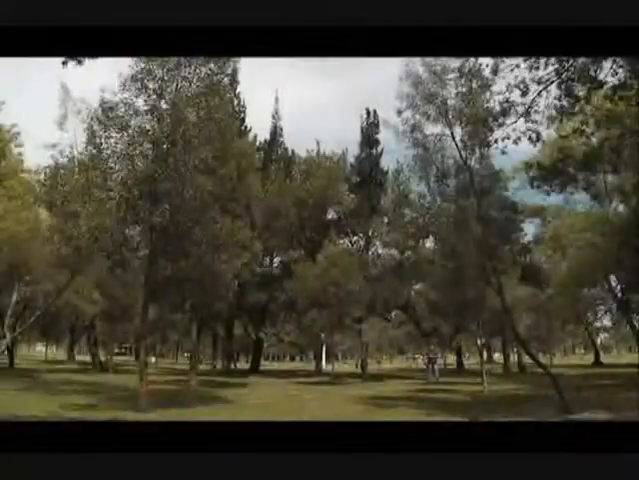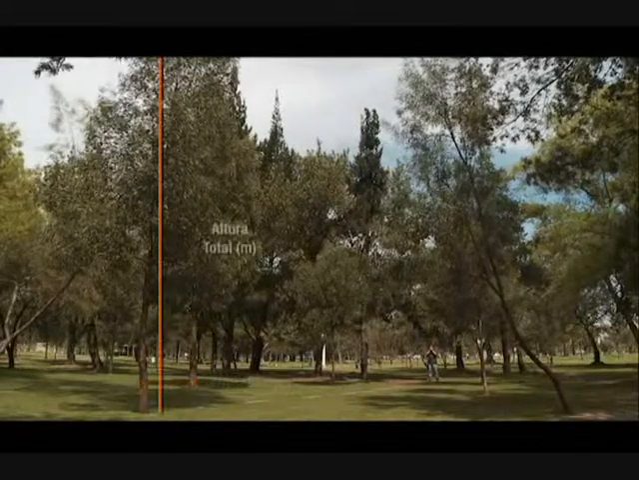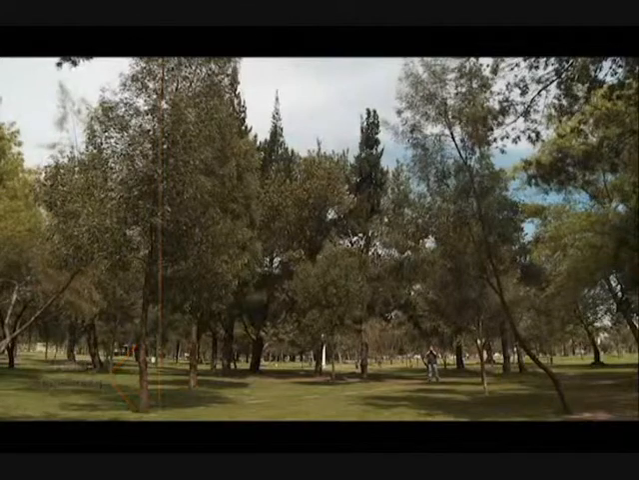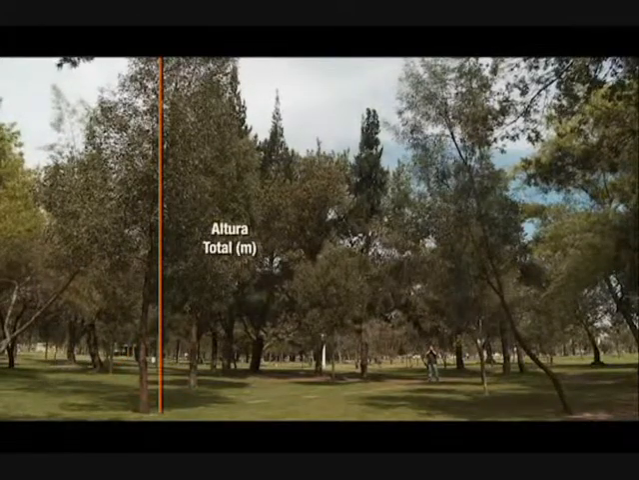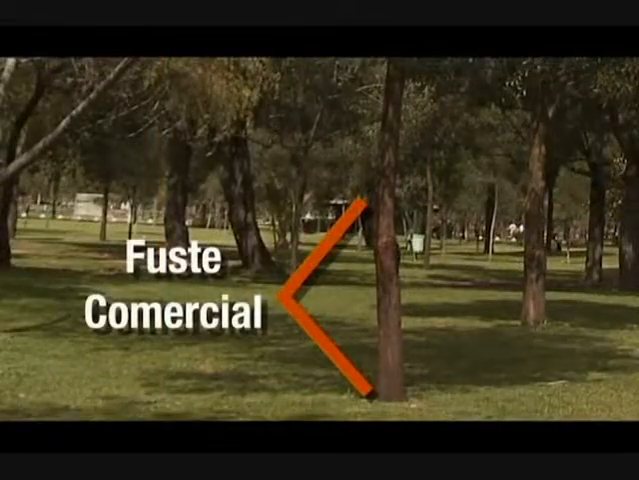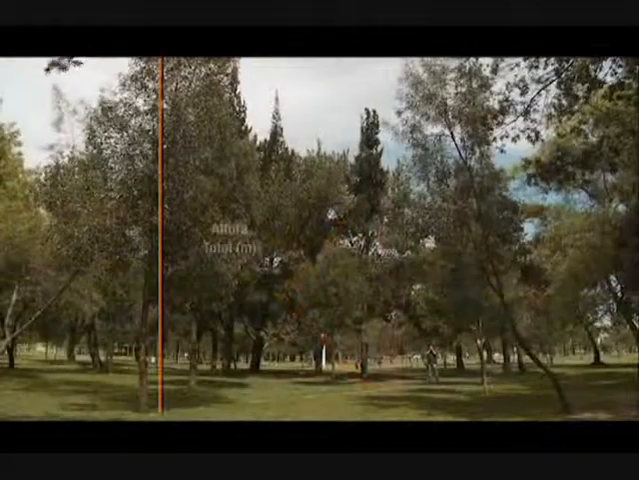In accord with the DAP measurement system, every tree in the parcels is measured for its total height as well as for its commercial height. The total height is the vertical distance between the level of the ground and the highest part of the tree. The commercial height is the length of the trunk or shaft from its lowest part to its highest part where the branches of the tree crown begin.